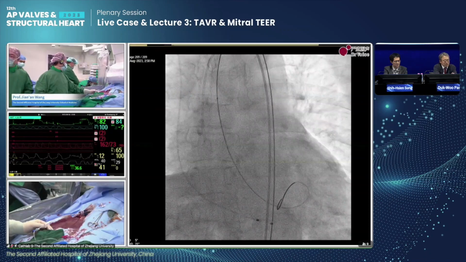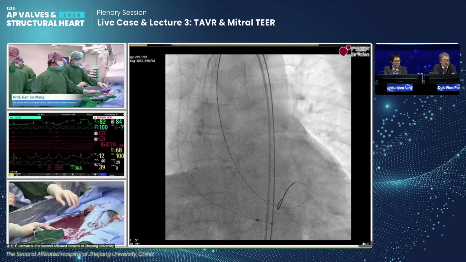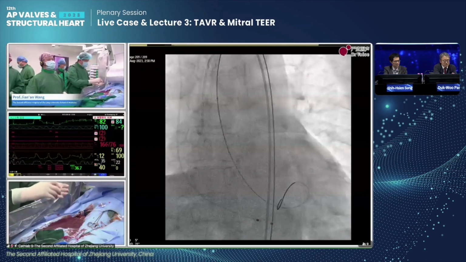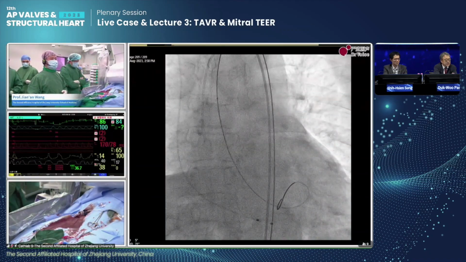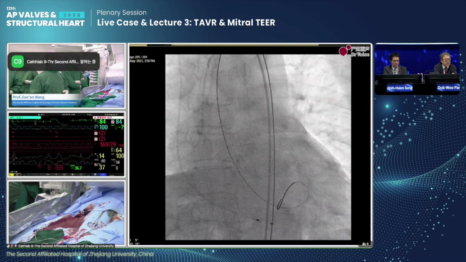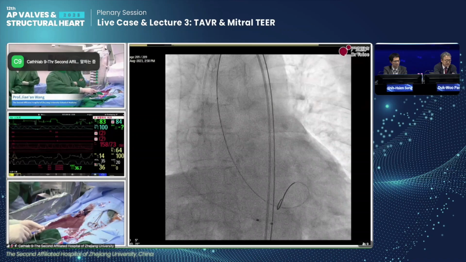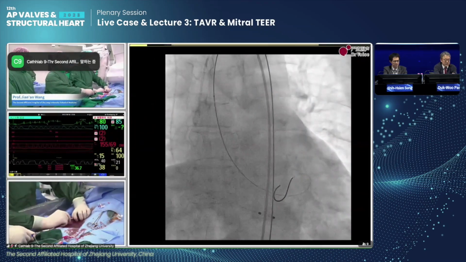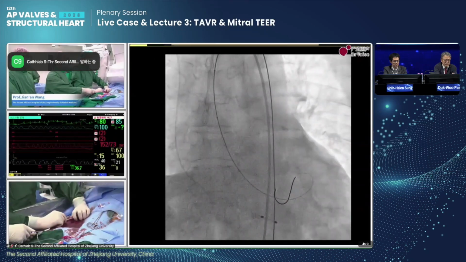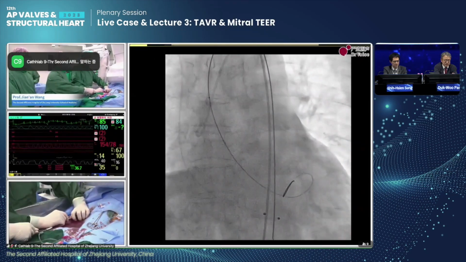Dr. Liu, is the patient under local anesthesia or general? Is the patient a MAC procedure? The patient is on general anesthesia. General anesthesia, because we are worried about the unstable hemodynamics, especially when we do the pacing.